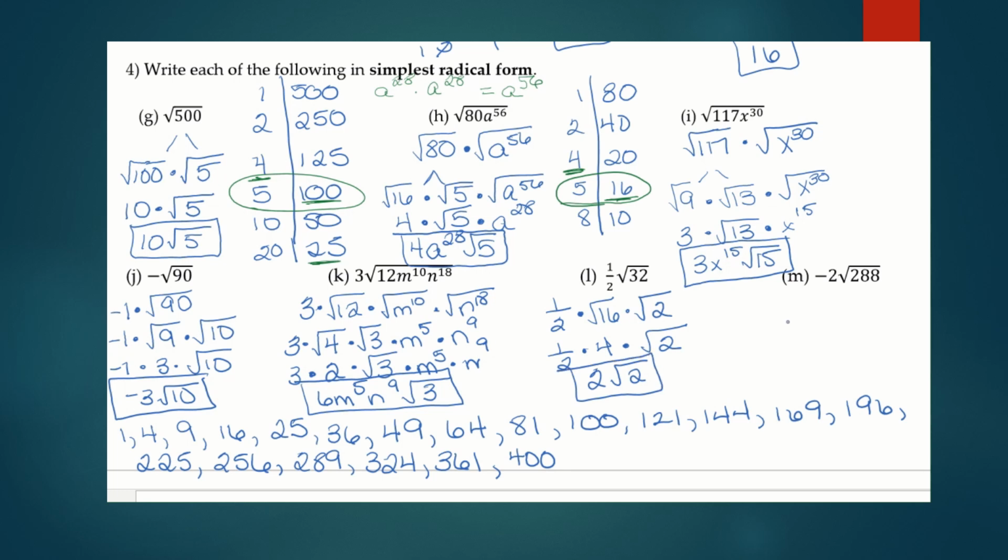All right, last but not least, for M, this is the same thing as saying -2 times, and let's see, factors of 288, one of them being a perfect square, 144. And again, use your list below to help you out. Okay, so -2 times the square root of 144 is 12. The square root of 2 is irrational, so you leave that there. And then -2 times 12 is -24. Okay, so here is us simplifying radicals and leaving them in simplest radical form.